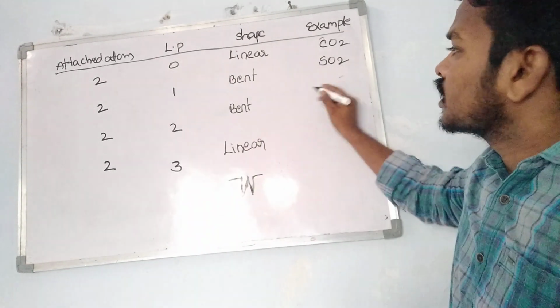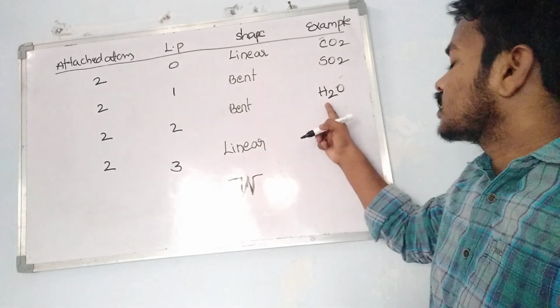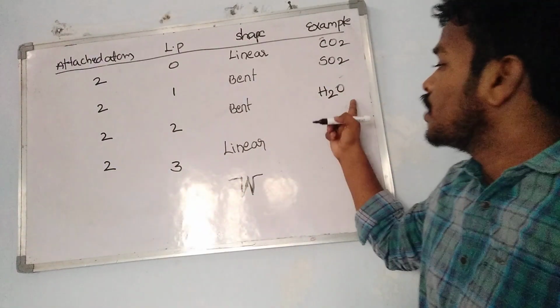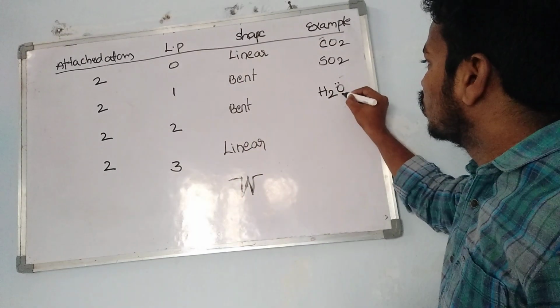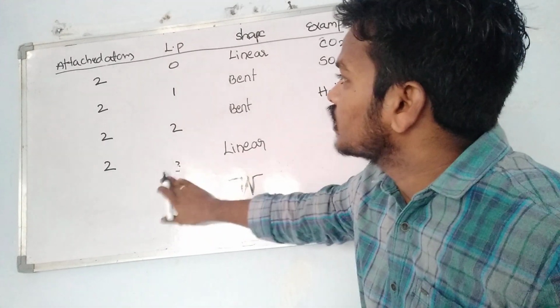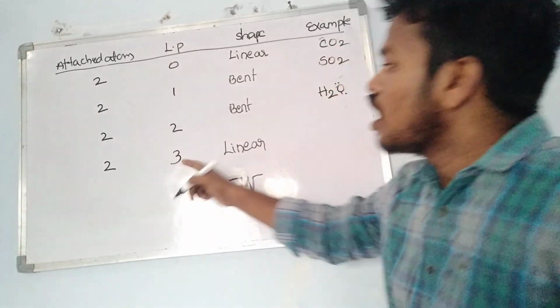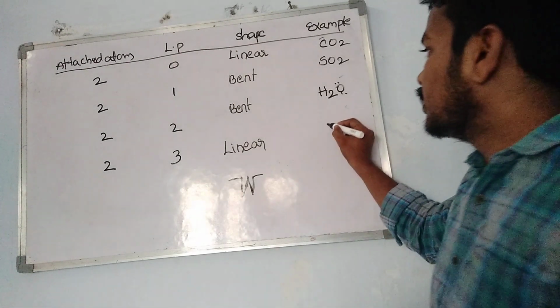Next, if you take the example H2O, the central atom is attached with two atoms. How many lone pairs? Two lone pairs will be there. Then for linear, how many atoms? Two atoms are attached. How many lone pairs will be there? Three lone pairs will be there.